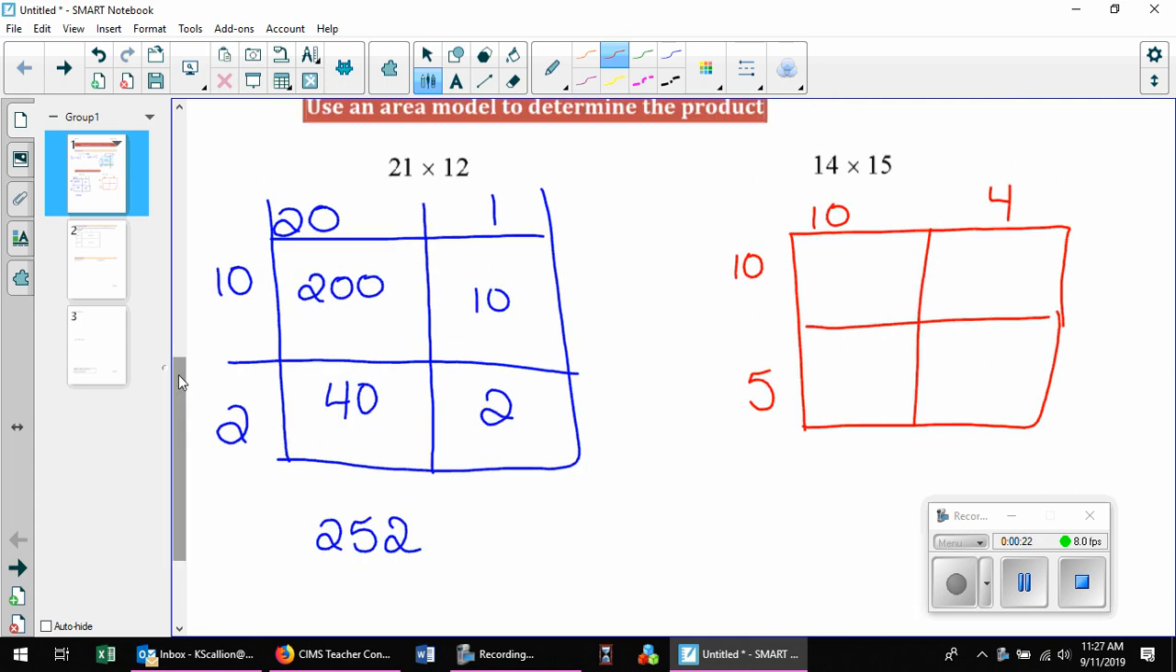Okay, so 10 by 10 is 100. 10 by 4, 40. 10 by 5, 50. 5 by 4, 20. What do we got? 210. Right? So we end up adding all these together.